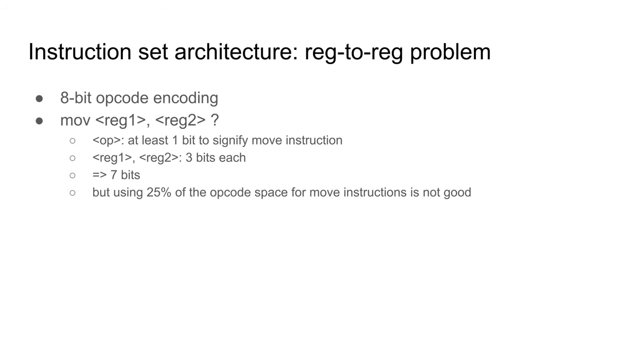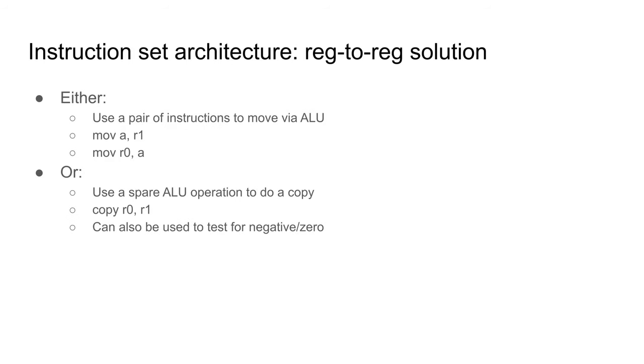Another tricky one that's quite annoying: having a register-to-register move instruction will consume a lot of opcode space. This is pretty much like the ALU problem. Using 1/4 of the opcode space for register-to-register move is not a good idea. The first option is to move the register to the ALU and back again. The second option is to use the ALU to do a copy operation. This operation will actually be useful for testing whether a register is 0 or negative.